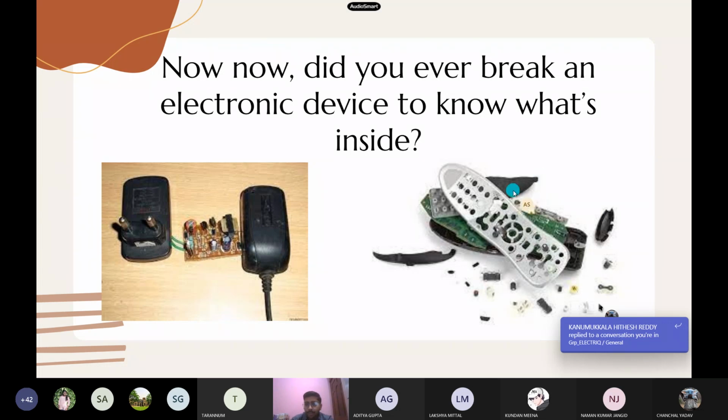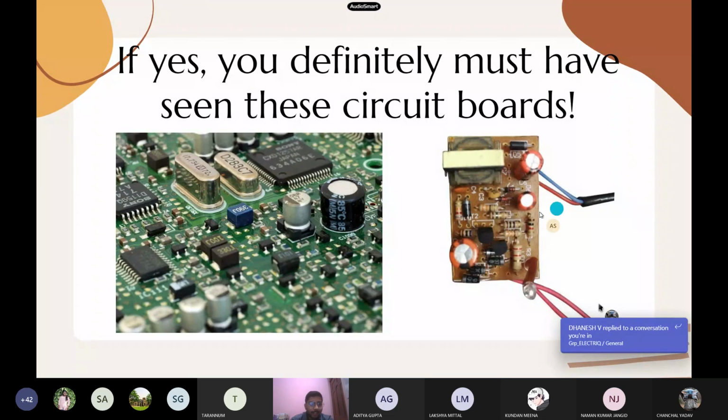Have you ever broken an electric component at your home? I guess many of you might have, and you may have got scolded for that. So if you have done so, you might have got to know the circuits which are shown here in this figure. You might have seen them before.